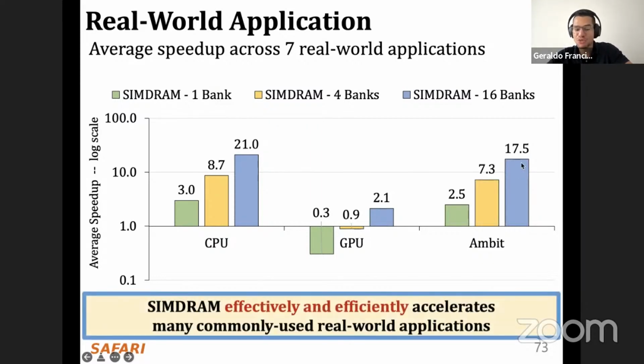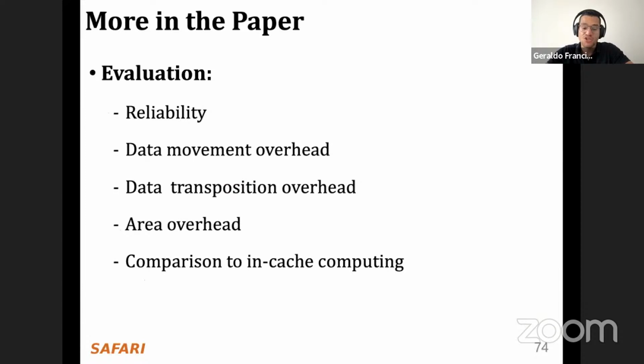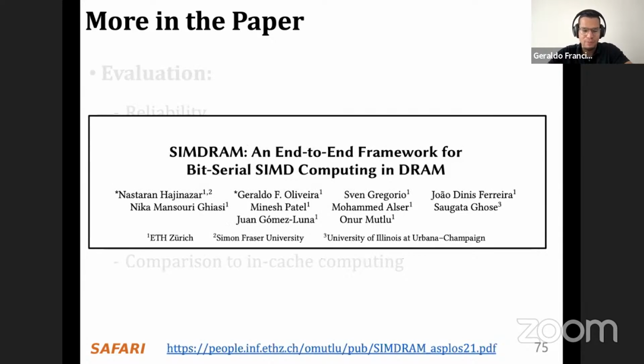So we conclude that SIMDRAM can efficiently and effectively accelerate many common real-world applications. We have much more in our paper. We have the reliability of doing triple activations in DRAM, the overheads of doing data movement inside the subarray and also across different banks, the overhead of the data transposition, and the area overhead in comparison to a prior work that is similar here. It's called Duality Cache, but it's again targeting in-cache computing. And all of that is in our paper.